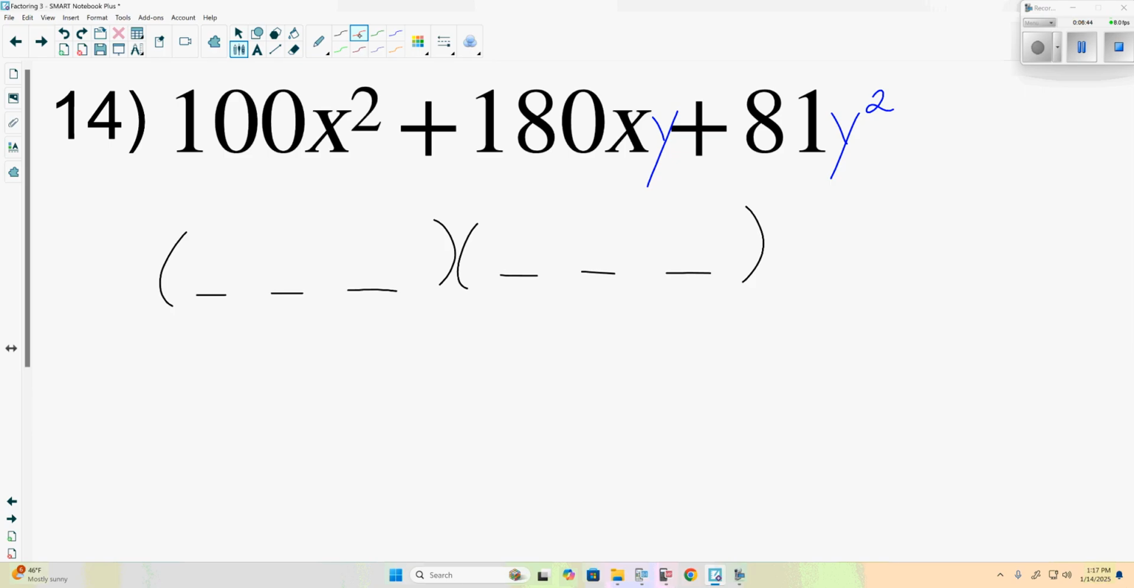Now the third term here is positive, so the signs are the same and match the sign of the middle term. So we have plus and plus. Now we're not going to look at the whole first term yet, but the factors of part of the first term, our x squared, would be what?